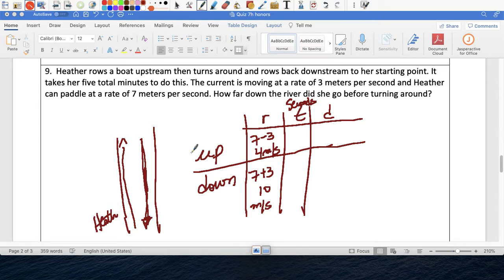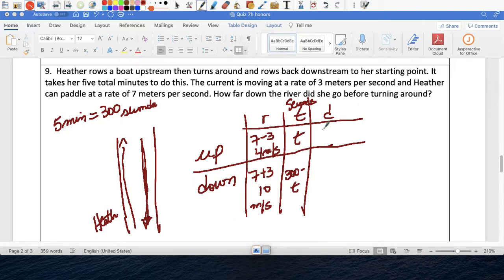So it says that this whole trip took 5 minutes. It took 5 minutes to go up and down. 5 minutes in seconds is 5 times 60, that's 300 seconds. So let's call the time that she went up the river T. We don't know how long, so let's call it T. Which means downstream, it took her 300 seconds minus however long it took her to go upstream, 300 minus T.